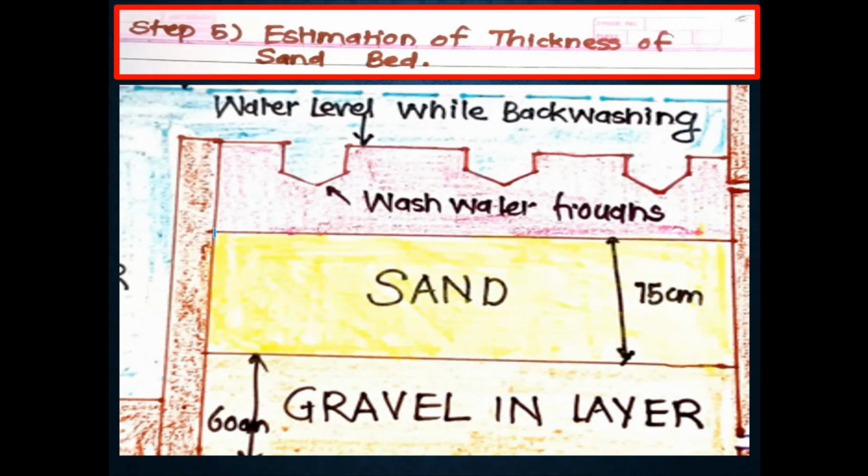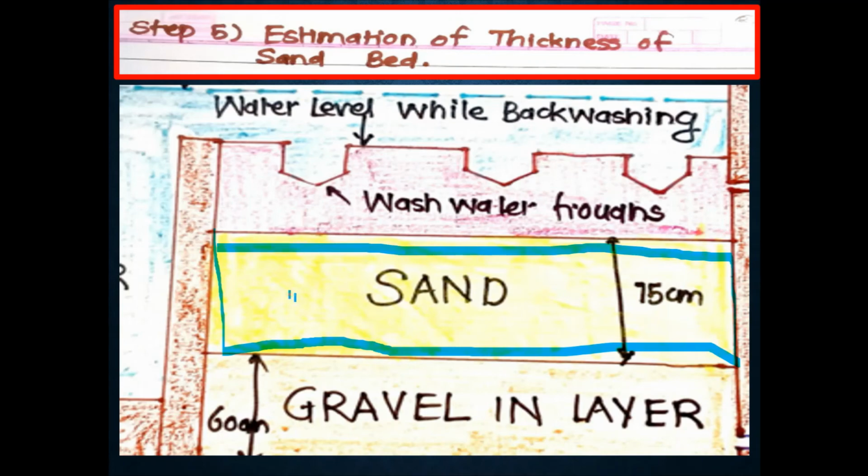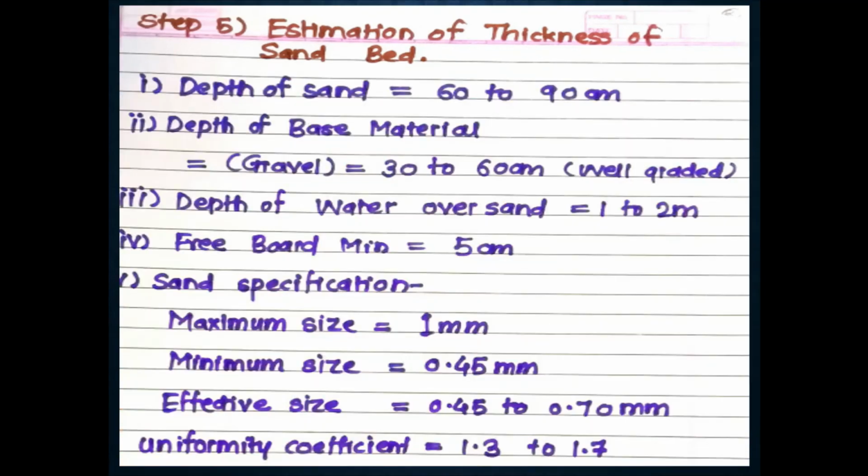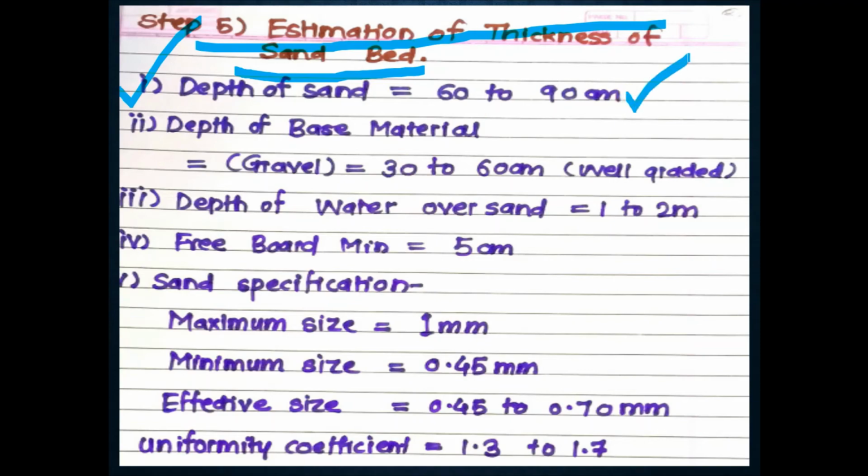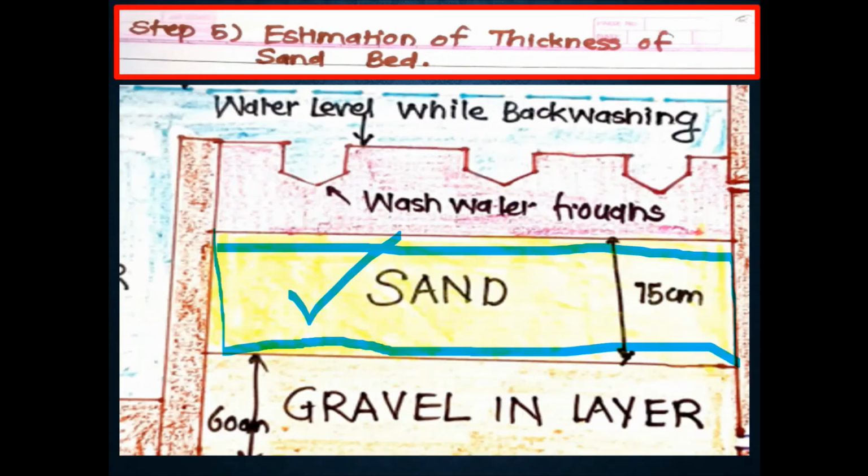Okay, this is nothing but an enlarged view. We are dealing with this step, that is, estimation of thickness of sand bed. Here in the estimation of thickness of sand bed, certain assumptions are there, and we will see those assumptions one by one. The depth of the sand is equal to 60 to 90 centimeter. Also we have seen here what the depth is: you are able to see it is 75 centimeter. The range is 60 centimeter to 90 centimeter.